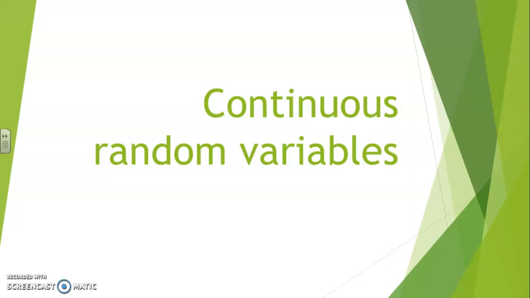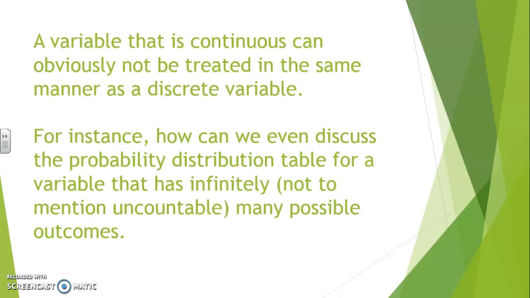We have moved on from our previous section, which was approaching discrete variables. A variable that is continuous cannot be treated in the same way as a discrete variable. For example, how do we even approach probability distribution tables for a variable that has infinitely many different outcomes?